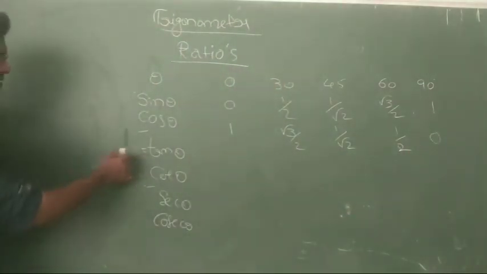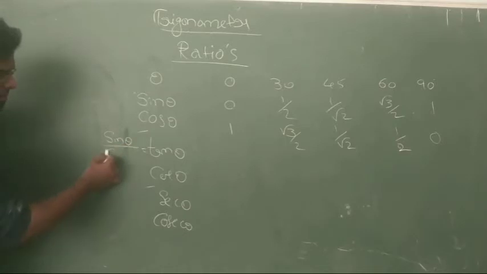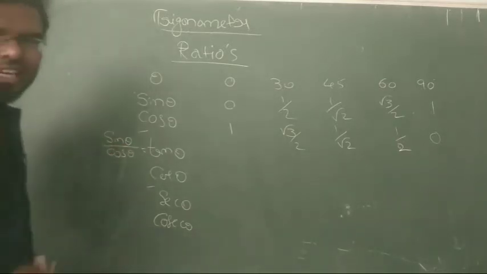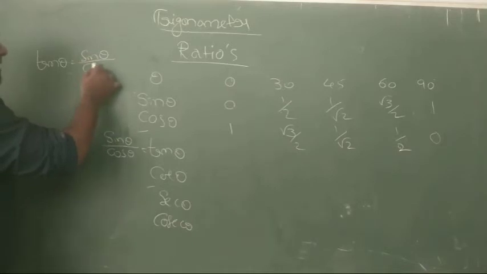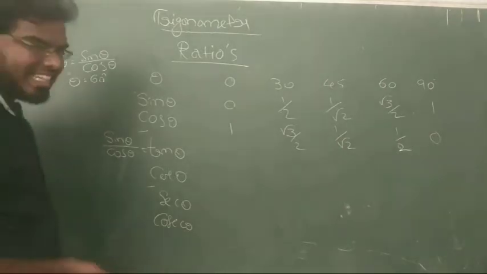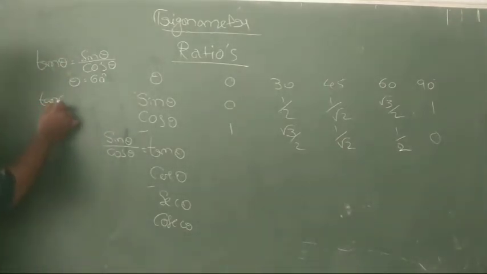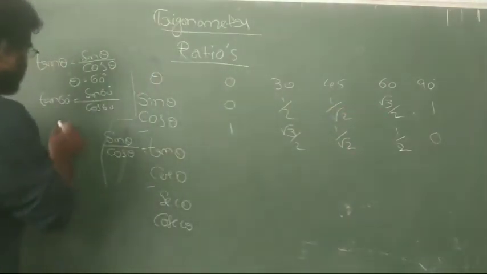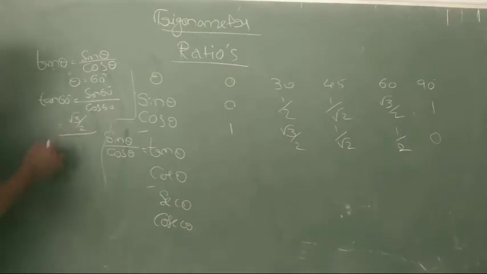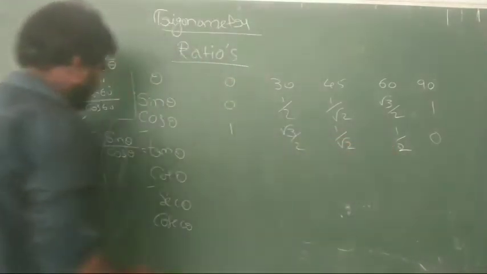And this one we know, tan theta is equal to sin theta by cos theta. That means you can do the problem here. Tan theta is equal to sin theta by cos theta. Now substitute theta equals 60 degrees. Instead of theta, I am writing 60 degrees, and here also sin 60 degrees, and here also cos 60 degrees. Right? What is the value of sin 60 degrees? Root 3 by 2, by cos 60 degrees, 1 by 2.